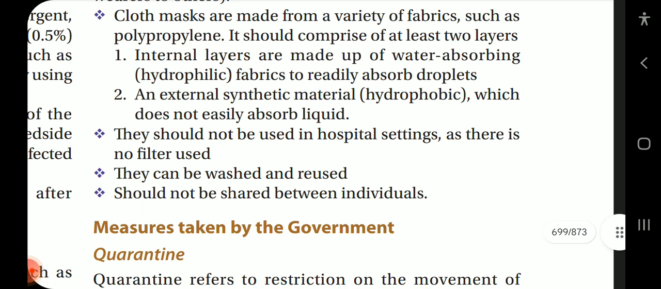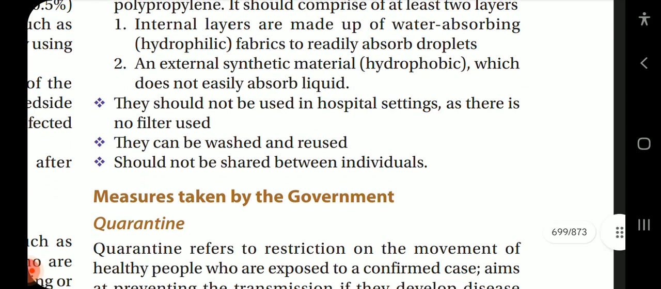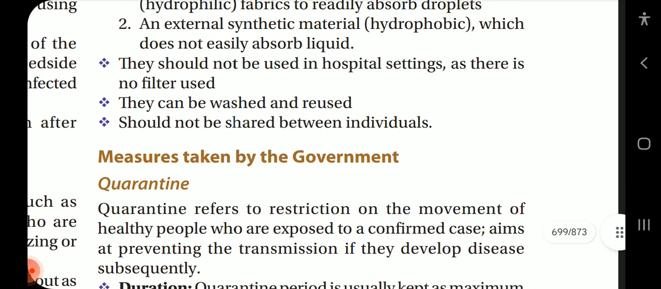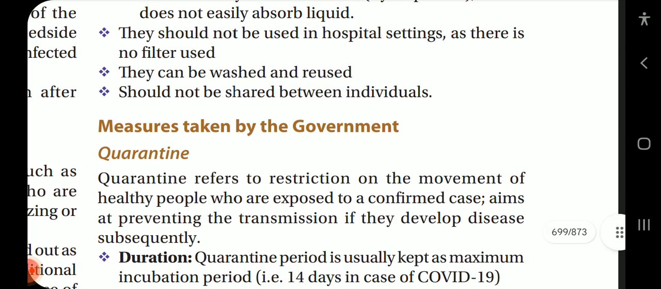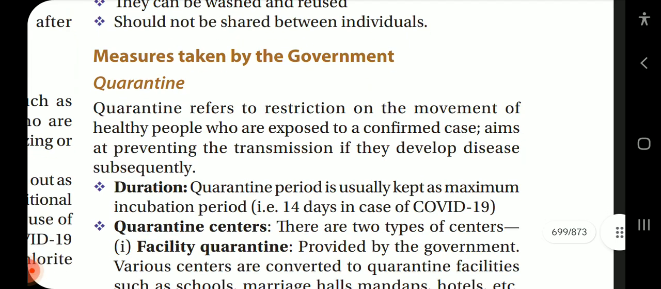Cloth masks are made of a variety of fabrics such as polypropylene, should comprise of at least 2 layers. Internal layers are made up of water-absorbing hydrophilic fabrics to readily absorb droplets, and external is a synthetic material hydrophobic, which does not easily absorb liquid. They should not be used in a hospital setting as there is no filter used. They can be washed and reused, should not be shared between individuals.